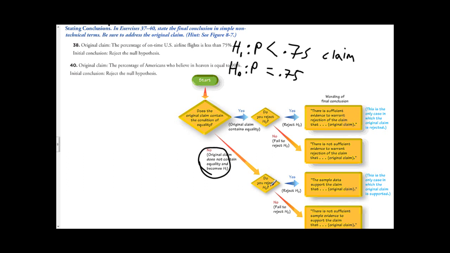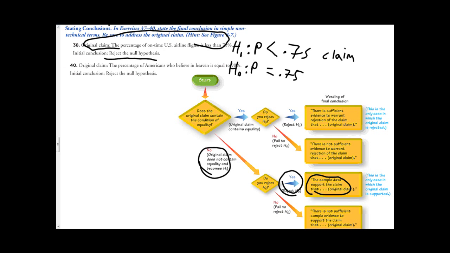Do you reject the null hypothesis? Well, it says here, reject the null hypothesis. So the answer to this question is yes. Now it says the sample data support the claim that the original claim, and so on. So that's what we would say. The sample data support the claim that the percentage of on-time U.S. airlines flights is less than 75%. So we would actually put this phrase in front of our original claim. That's all you're doing, taking the phrase from the yellow box and putting it in front of the claim.